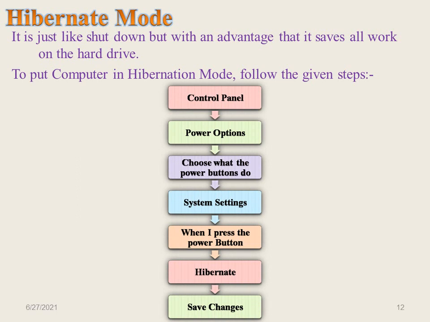First, click on the power option from the control panel. A power option window appears. Step 2, from the left pane, click on choose what the power buttons do. A system settings window appears. Step 3, click on the drop down menu next to when I press the power button. Step 4, select the hibernate option. And step 5, click on the save changes button.